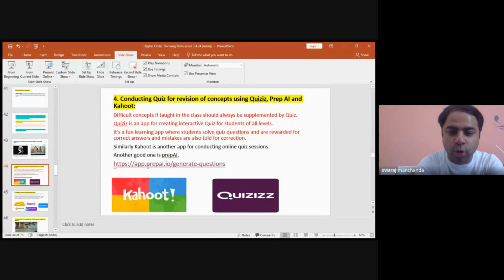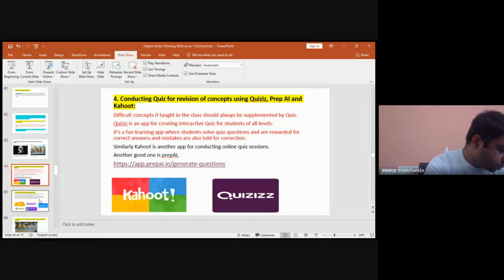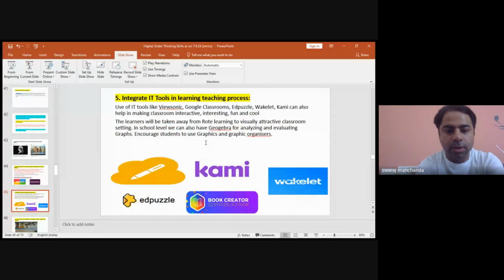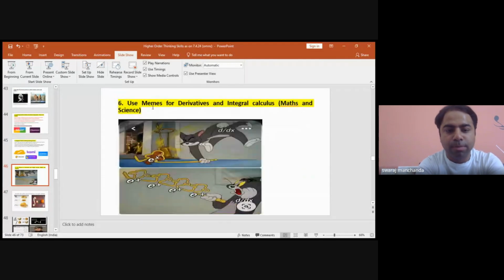I'll simply go through it at the end of the lecture. I'll give 4 to 5 minutes for it. It can be used to create HOTS-based MCQ quizzes and HOTS-based tests, and you can decide how many questions you want. According to Bloom's taxonomy, you can create the quiz. Options are given in this app, Prep AI. I'll share the link with you guys in the chat towards the end of the session. Next, memes I've already covered.